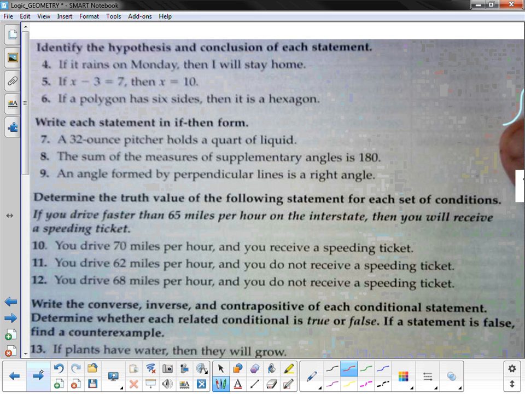For number 4, the hypothesis is it rains on Monday. Not the if, but just the it rains on Monday. That's the hypothesis. For number 5, the hypothesis is x minus 3 equals 7. That's the whole hypothesis, just the part after the if. For number 6, the hypothesis is a polygon has 6 sides. It's just the part after the if, all the way up to the comma.